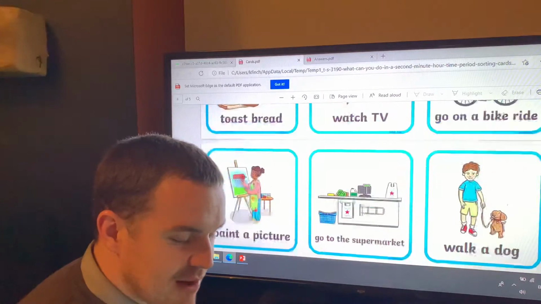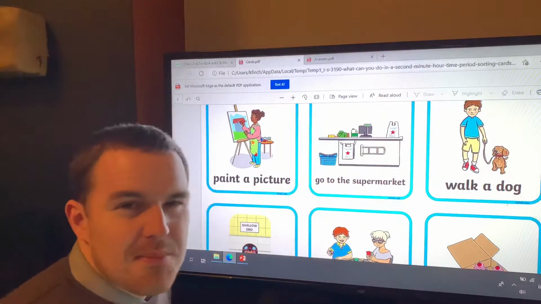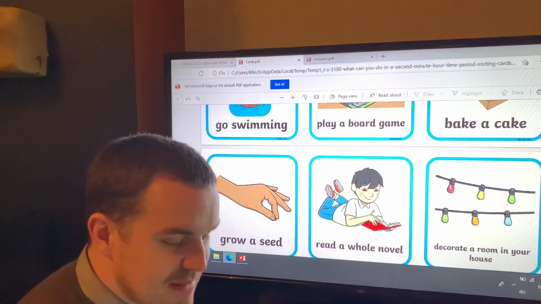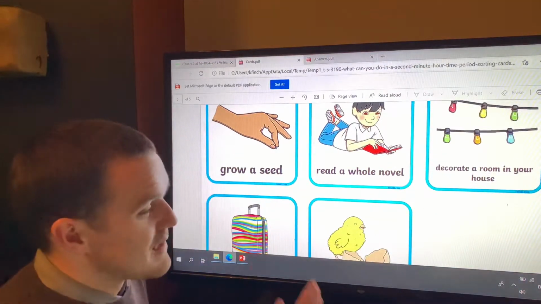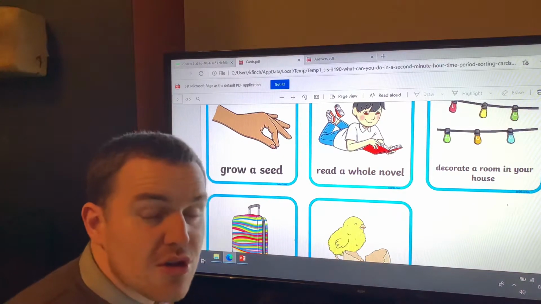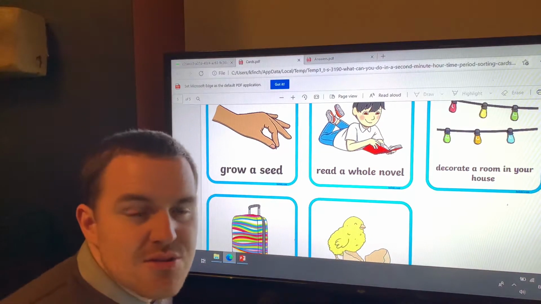And then we have some longer things here. Maybe painting a picture might take you an hour. Going shopping might take you an hour. Walking your dog might take you an hour. Then we have some even longer things like growing a seed. That might take up to a week. Reading a book, if it's a big book, it could take you a long time. Decorating a room in your house, that might take you a few days or a week to do, okay?